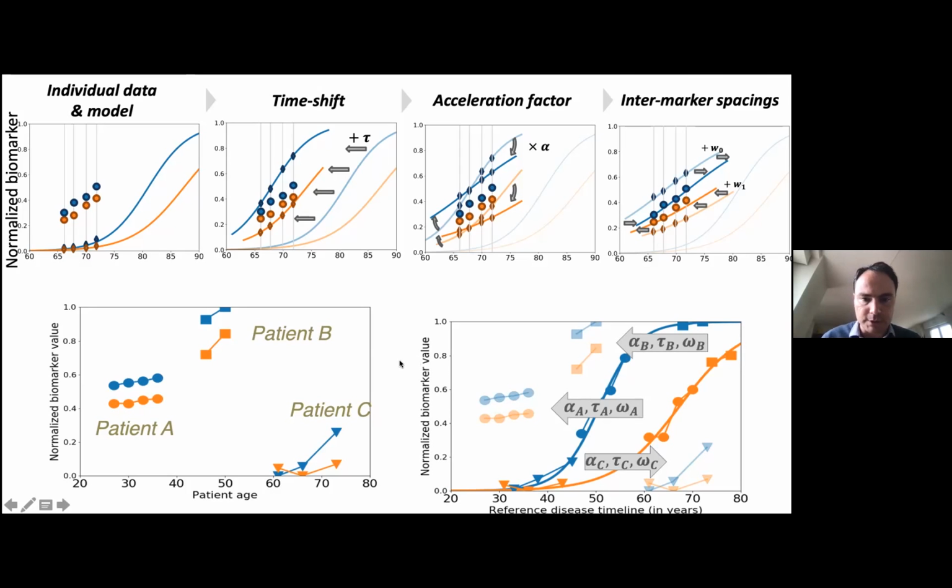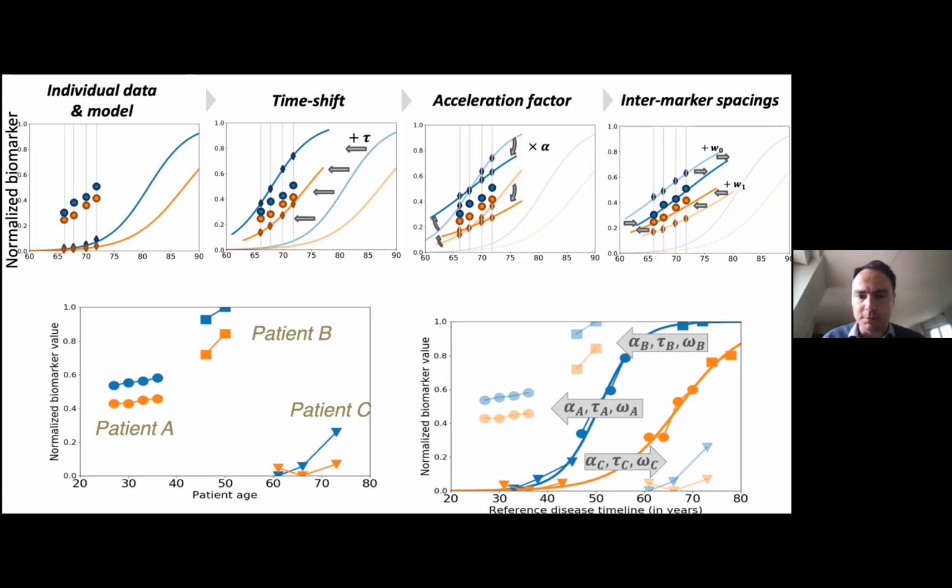Okay. So I will come back. The formalized idea is an idea of a mixed effect model. The plane curves are the population parameters, and all these parameters, the alpha, tau, and omega, are the individual parameters. And so that's the way we can estimate these plane curves together with the parameters, moving the plane curves to the patient's data.